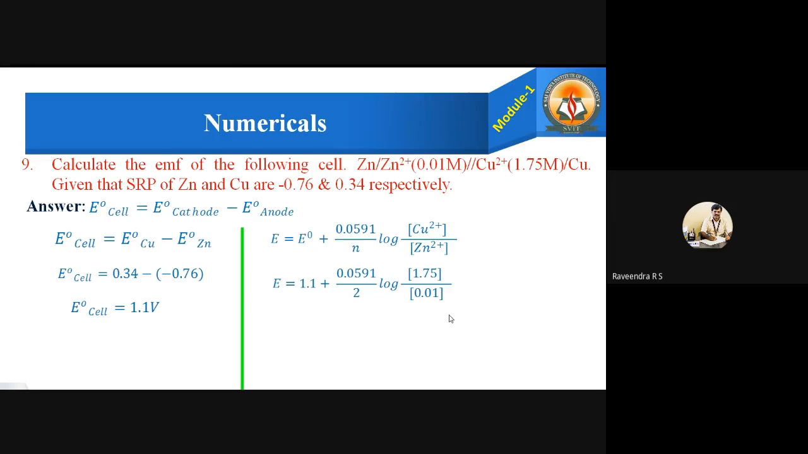On simplification of this, we will get E equals 1.1 plus 0.0296 into this ratio, which becomes 2.24. Multiplying 2.24 by 0.0296 and adding 1.1, we will get the answer of 1.166 volts. This is the EMF of the zinc and copper cell.